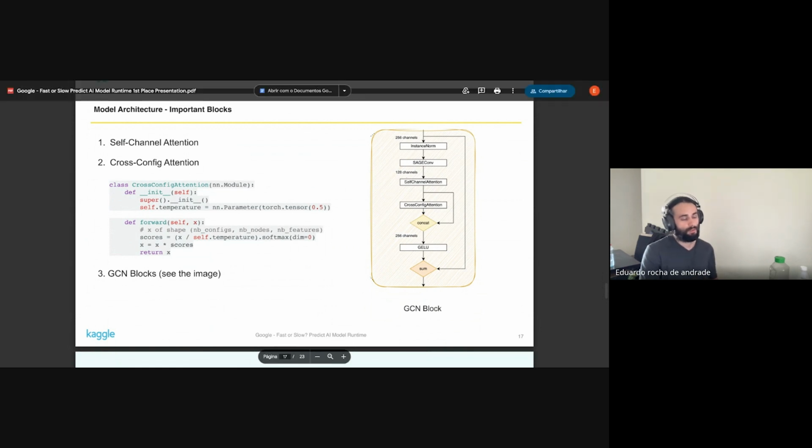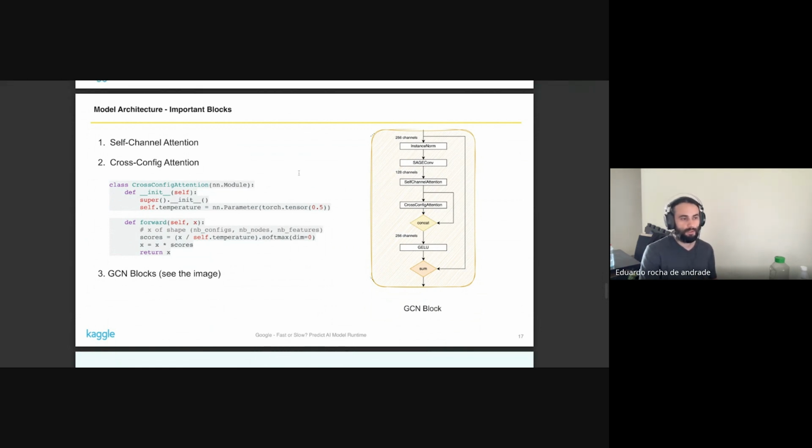Then we follow the convolution with a self-attention layer. The idea of this attention layer is very similar to squeeze and excitation from convolutions, where you pretty much have a vector.